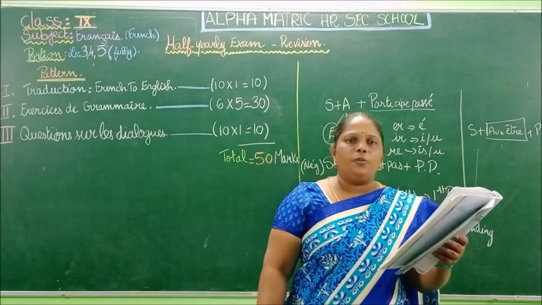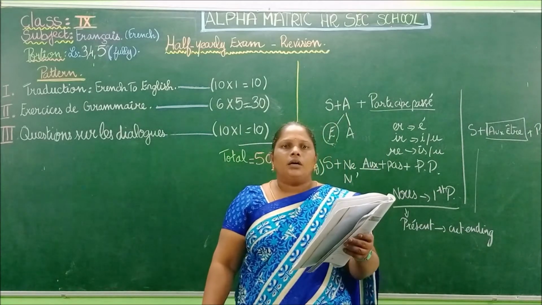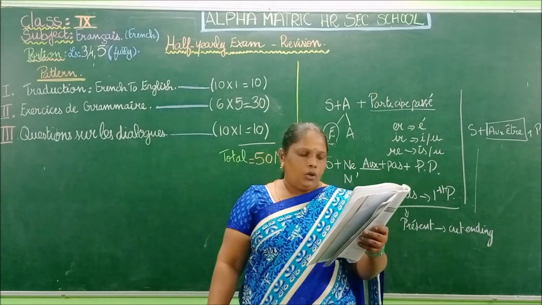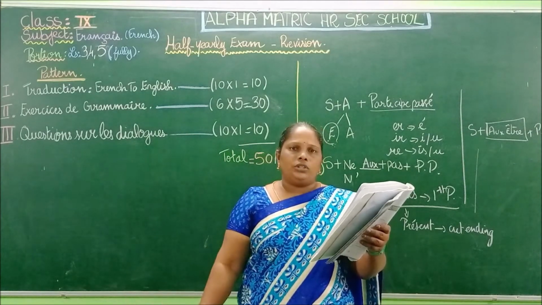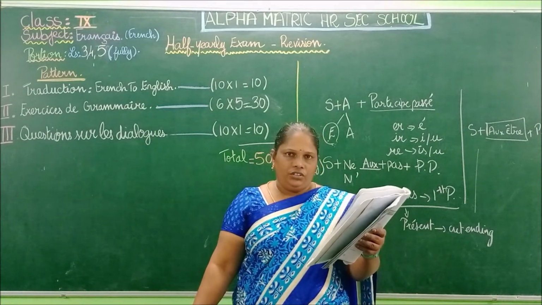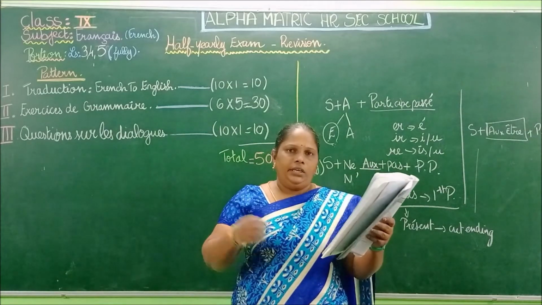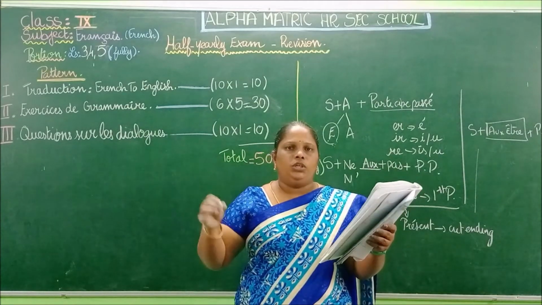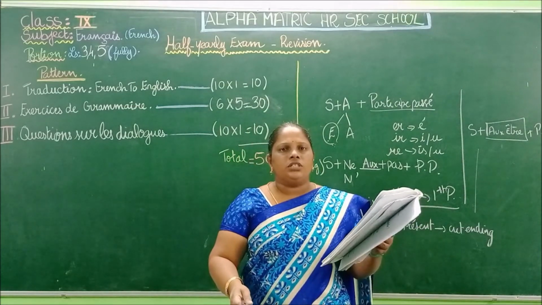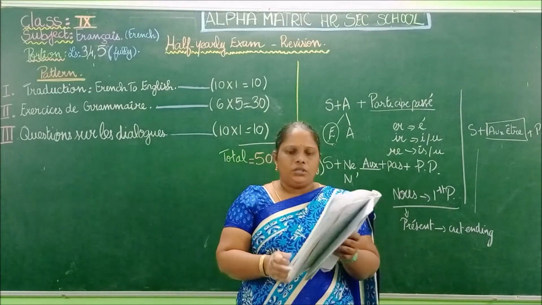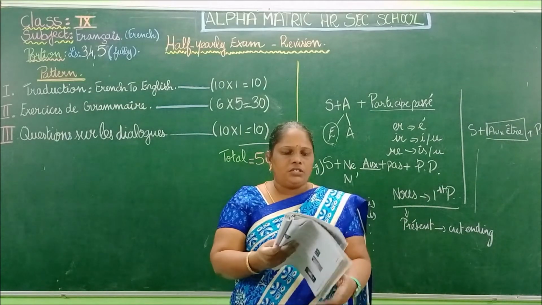Le présent progressif, the present progressive, going on doing things. Être en train de plus infinitive. So il est en train de, je suis en train de. So you have the conjugation for this. Okay, so you can go back to this also.